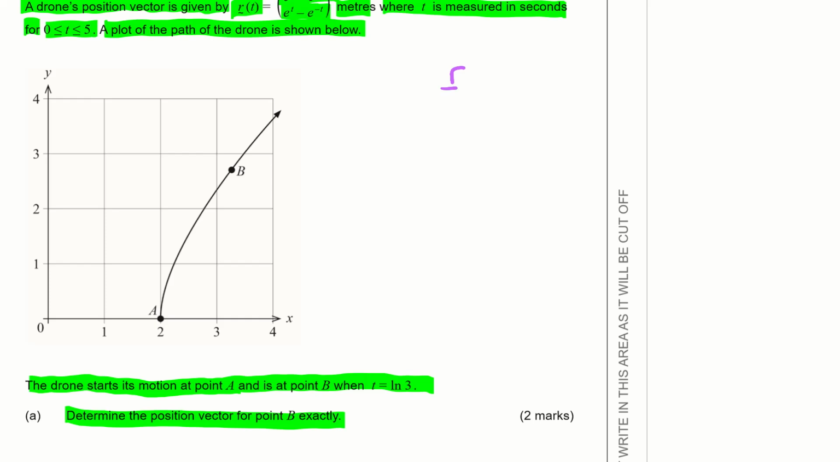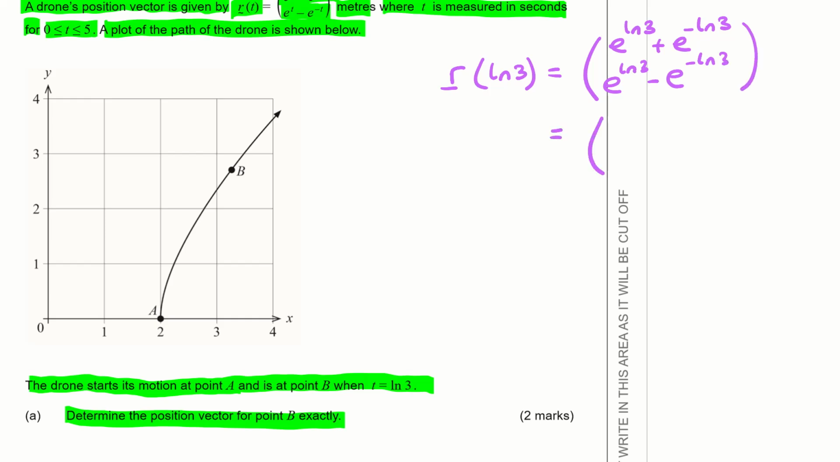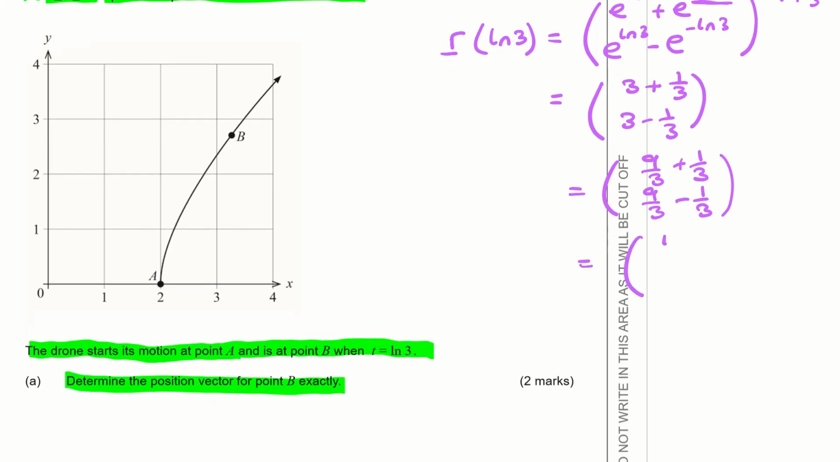So, that is r of ln 3, and therefore that is e to the ln 3 plus e to the negative ln 3, e to the ln 3 take away e to the negative ln 3. That is going to be 3 plus 1/3. Remember our log laws here. Negative ln 3 is ln 1/3, and then e to the ln 3 would be 1/3. And 3 take away 1/3. So that is going to be 9/3 plus 1/3, and 9/3 take away 1/3. And so that is going to be at 10/3, 8/3.